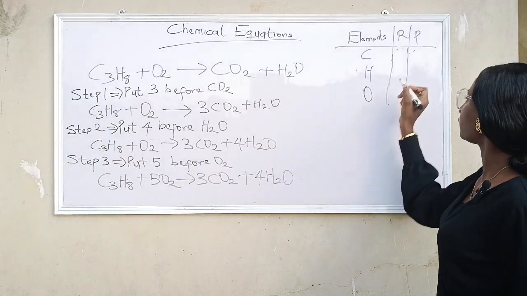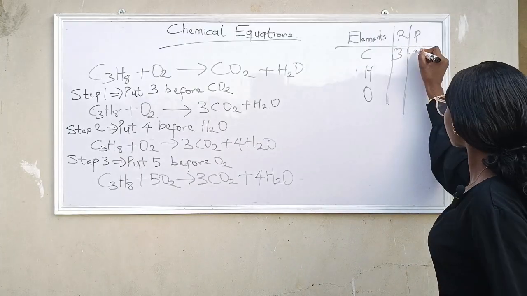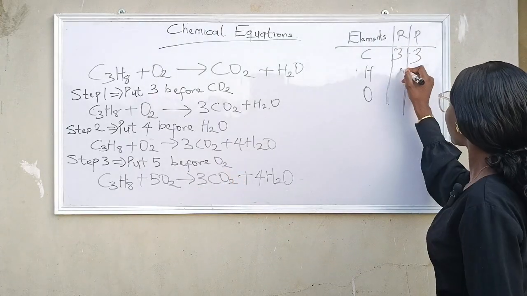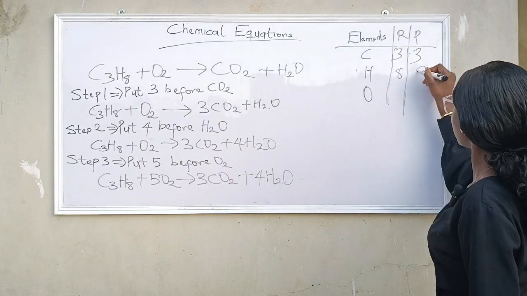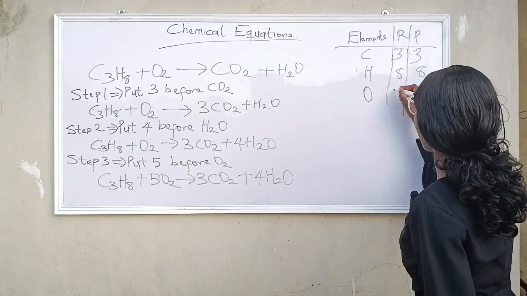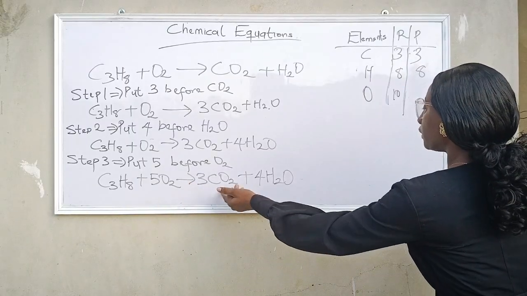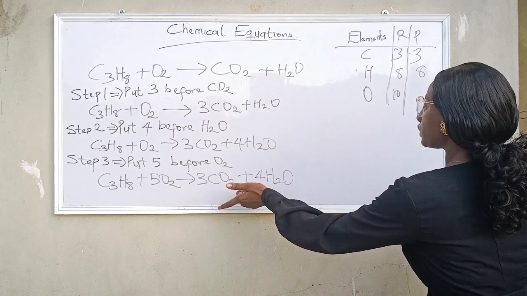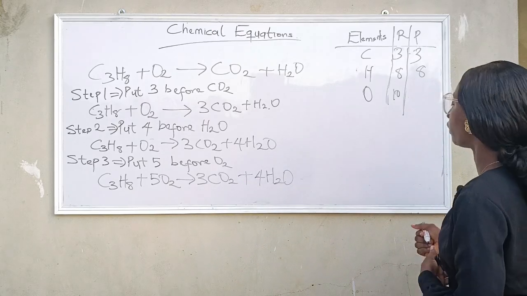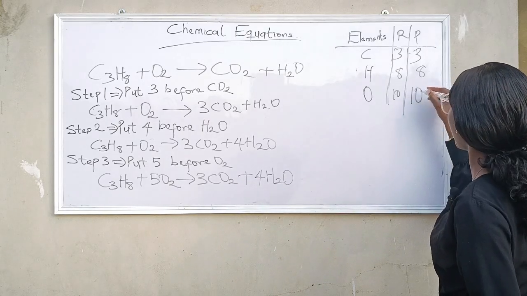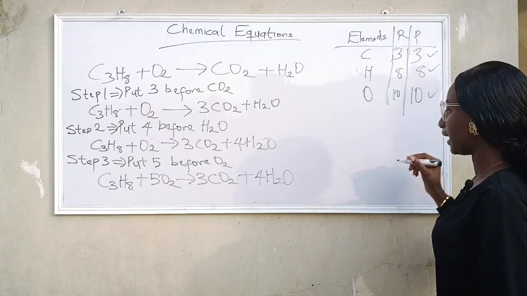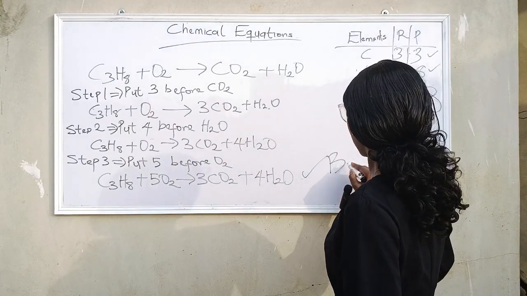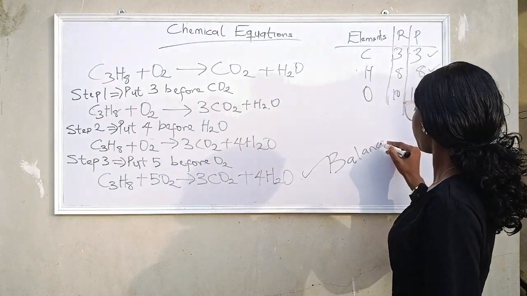Let's check. Carbon 3, other side 3. Hydrogen 8, other side 8. Oxygen 10, because 5 times 2 is 10. Then we have 3 times 2 is 6, and 4 times 1 is 4. Adding it together, 10. So we have everything balanced. So this equation is balanced.